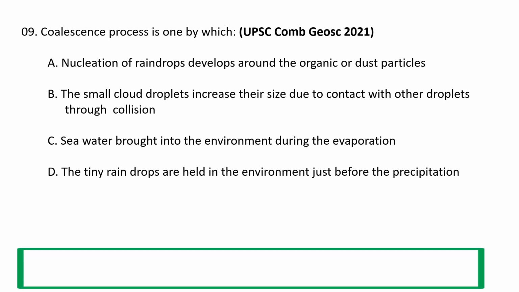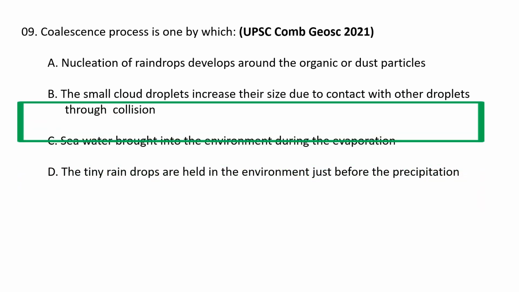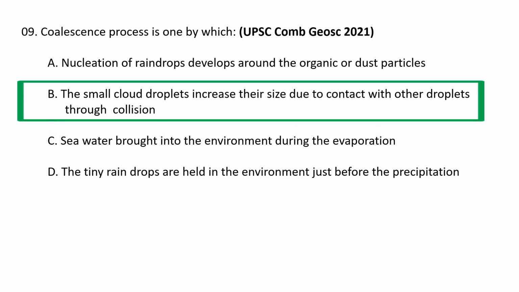So coalescence process is one by which the small cloud droplets increase in their size due to the contact with other droplets through collision. So droplet coalescence is the process where two or more droplets merge during contact to form a single droplet. This extreme case of the binary droplet collision involves large deformation and the rupture of the interface separating the droplets. B is the correct option.